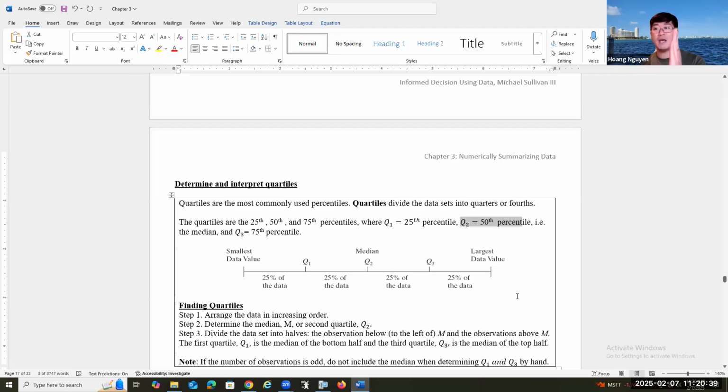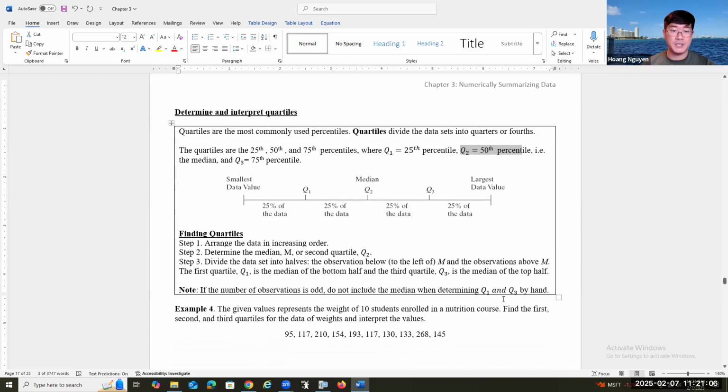So Q1 is the 25th percentile, Q2 is the 50th percentile, Q3 is going to be the 75th percentile. So we divide the entire data set into fourths, right? Four equal parts. So how are we going to find the quartile by hand? Theoretically, you might base it on the definition to find the quartile by hand, right?